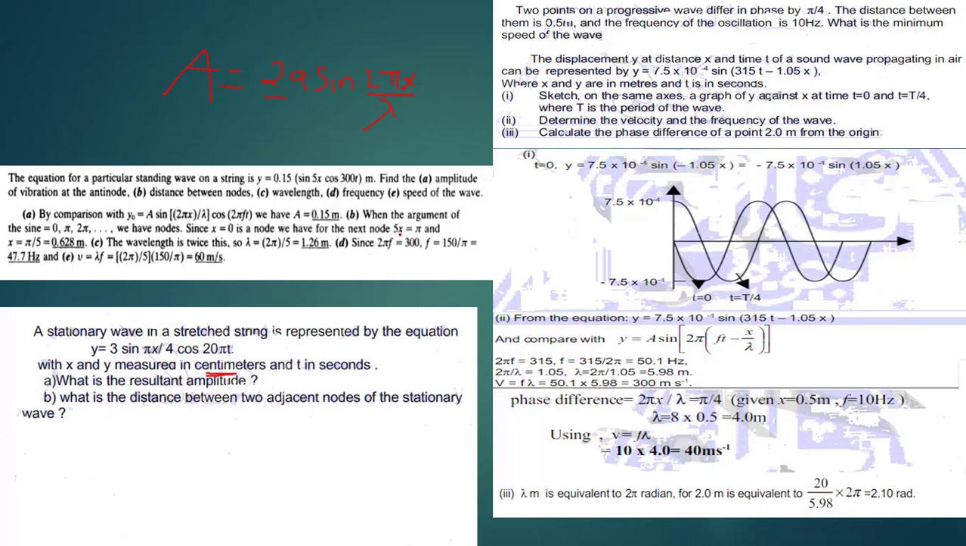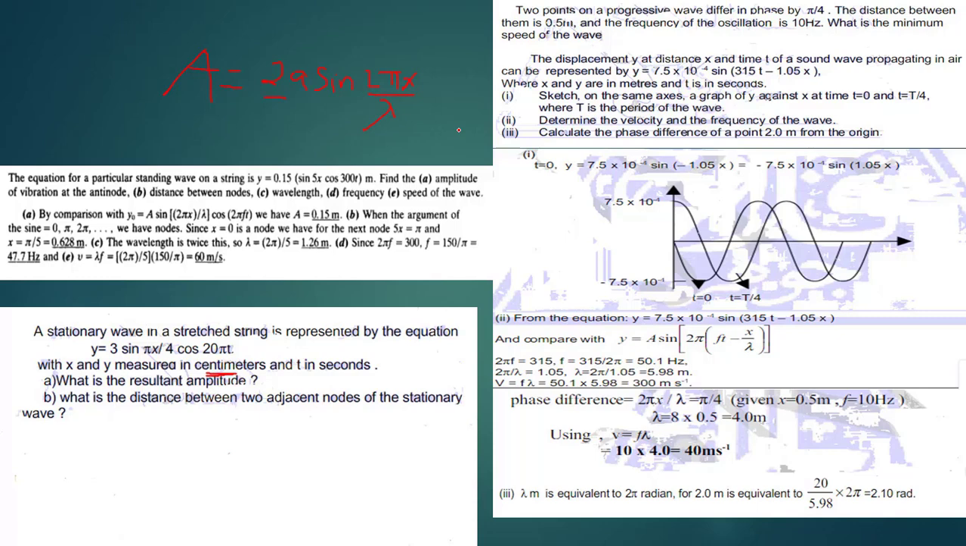So for instance, in this part of x, when we did it like this, the answer would be in centimeters because you were told x was in centimeters. The same applies to the wavelength. Here where we got 2 pi over 5, the answer should have been in centimeters because the distance is measured in centimeters for this equation. So be very careful with the units you are given.